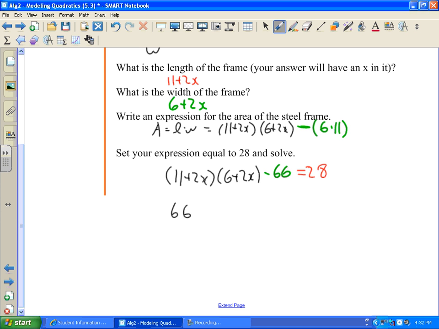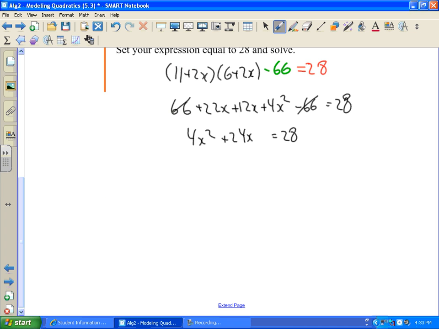Double distribution is the way that I'm going to go here. 66 plus 22x plus 12x plus 4x squared minus 66 equals 28. Let's see, combine like terms. Oh, I got this. 66 minus 66, we're done with that. Combining like terms and putting it in standard form: 4x squared plus 24x equals 28. This is looking familiar. Minus 28 from both sides: 4x squared plus 24x minus 28 equals 0.